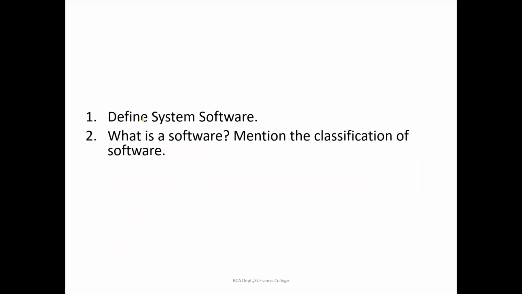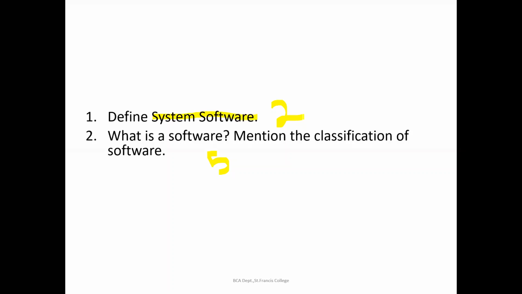Only 2 questions I have seen in the previous university question paper: Define system software, what is a system software? And another: what is a software, mention the classification of software. That may be asked only for 2 marks. The content is not that much, but sometimes they may ask it for 5 marks. I don't remember, but mostly it will be asked for 2 marks. Understood? Define system software, what is software, and mention the classification of software.